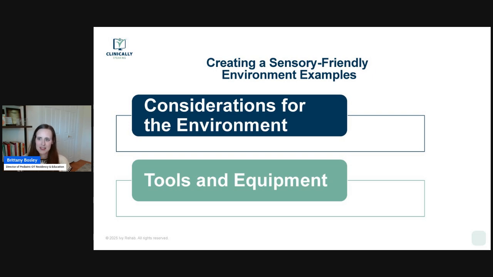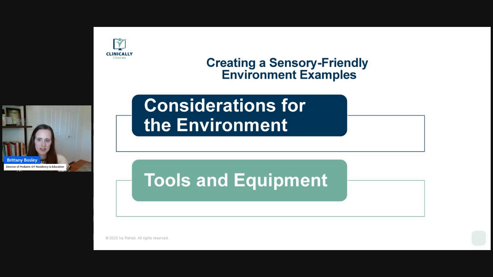Some things to consider when creating a sensory-friendly environment for sensory integration. Sensory-friendly environments are designed to reduce sensory overload and provide a calming or supportive atmosphere for individuals with sensory processing difficulties. These adjustments can be particularly beneficial to children with sensory processing disorder or those on the autism spectrum, but they can also help anyone who's sensitive to certain stimuli.